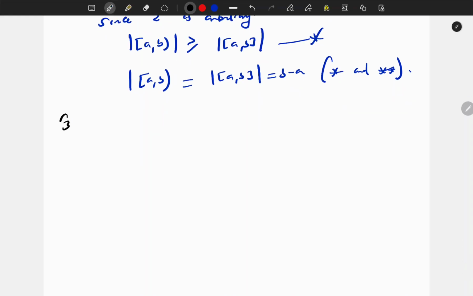So then you can try this on your own. Third, you have to show that the half-closed interval is equal to b minus a.